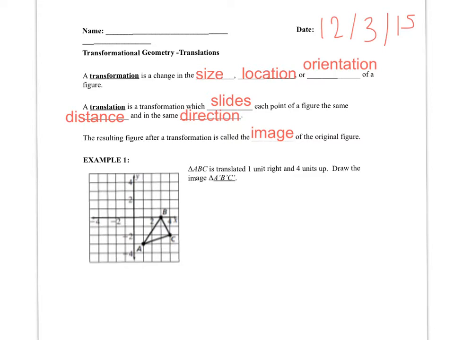Okay. So, for example, here's our example one. This is our original image of triangle A, B, and C. And it says triangle A, B, and C is translated 1 unit right and 4 units up.